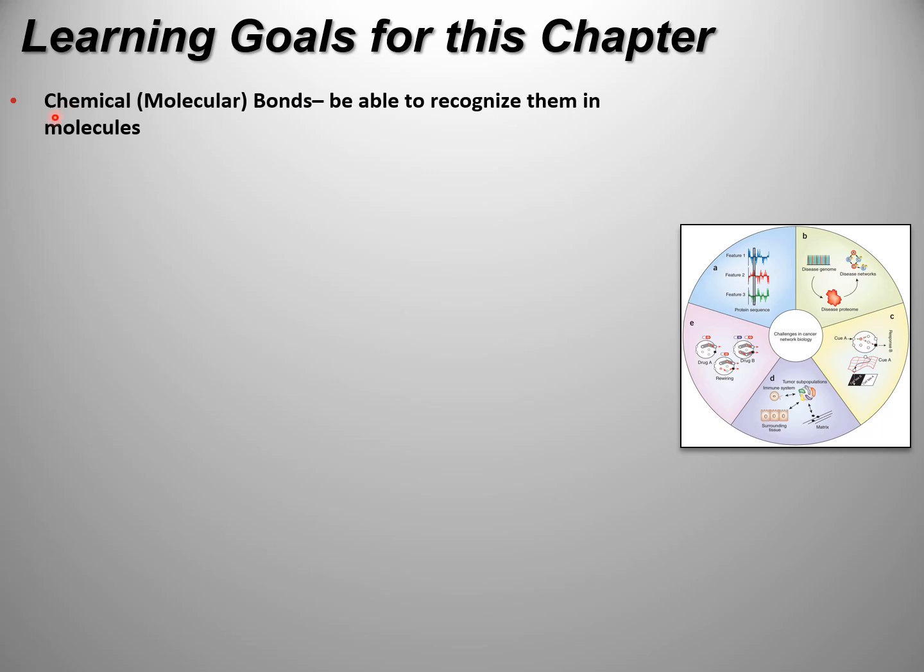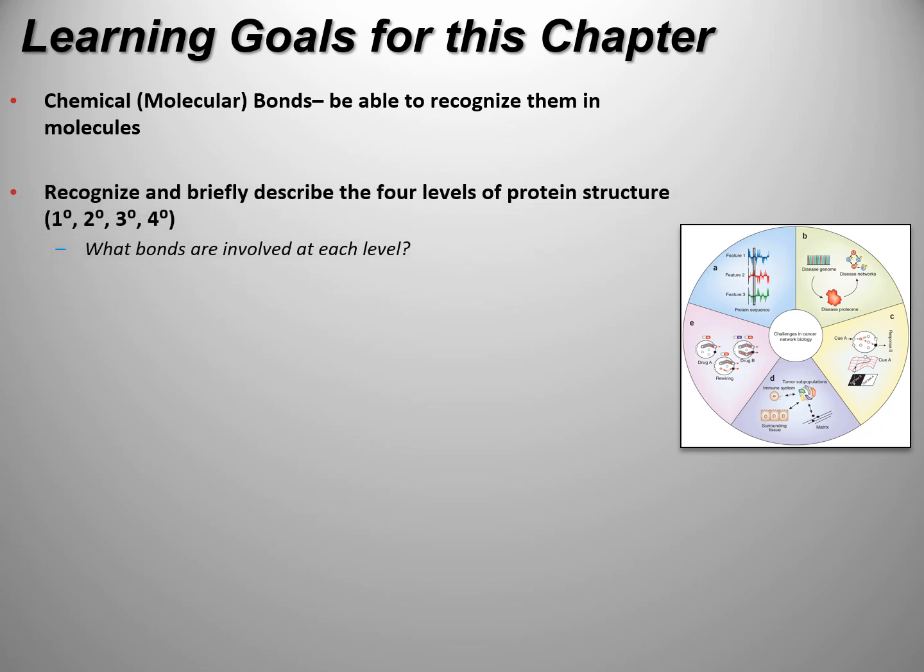So we're going to talk a little bit about bonds. The one bond that we're really just going to touch on is the covalent bond. We're not going to delve into that too much. Organic chemistry and some other classes deal with that. Where we're going to spend more time is on the non-covalent bonds. These are ionic, hydrogen, and van der Waals, also known as hydrophobic interactions. We're going to talk about those, especially in the context of protein structure.